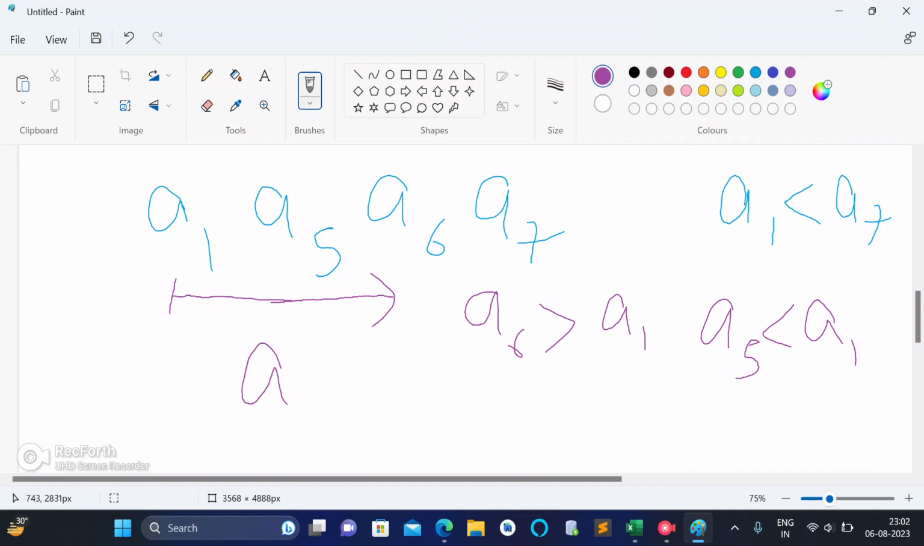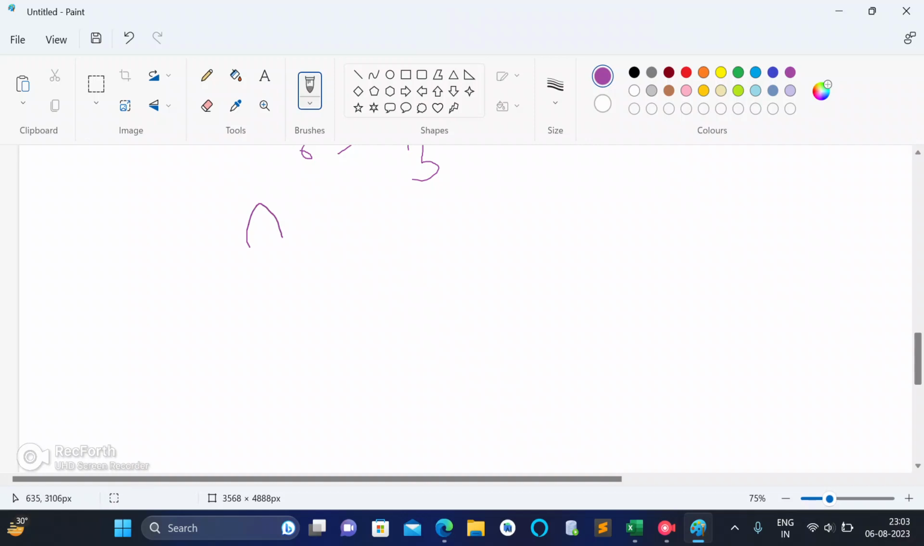So my A5 is less than A1 and my A6 is greater than A1, so I can easily say that A6 is greater than A5. If my A6 is greater than A5, I can remove A5. Now I'm left with A1, A6, A7. I can say my A1 is lesser than A6, so I can remove A6, because either we can remove Ai or we can remove Ai plus 1. So the elements left are A1 and A7 only.